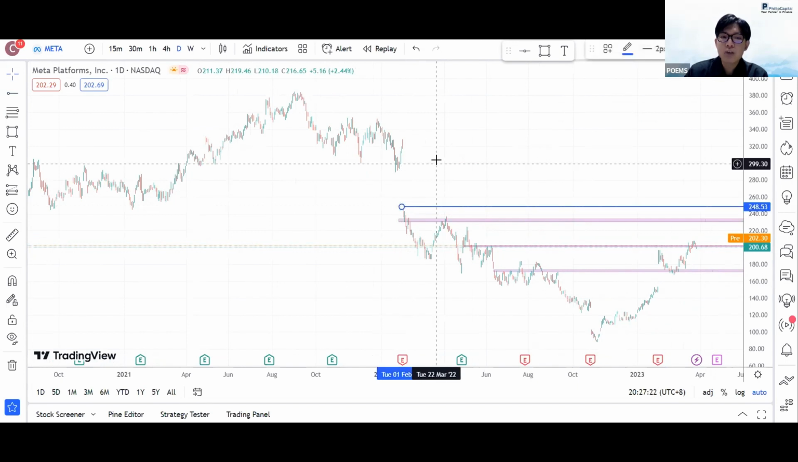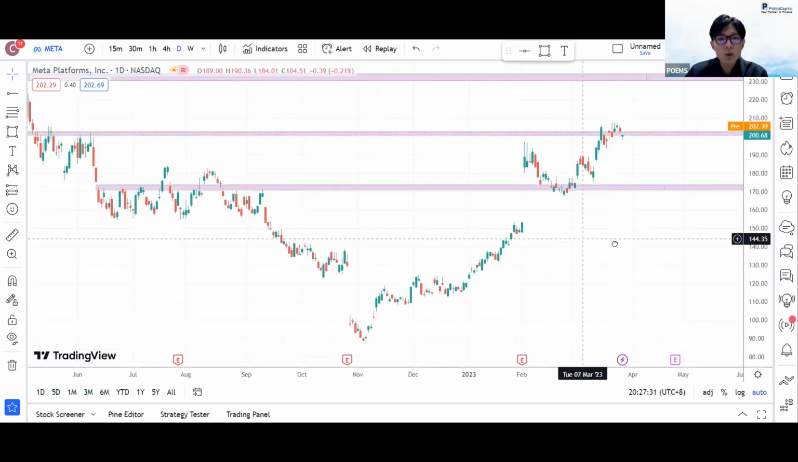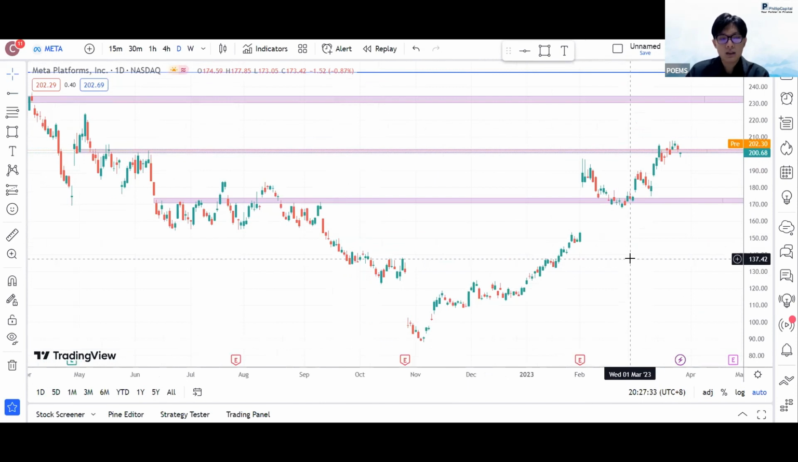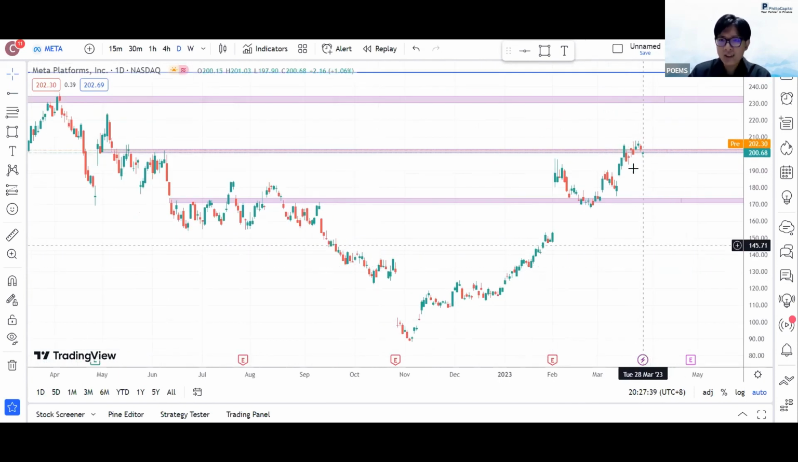Okay, this was a very huge gap down level, from 300 plus to 320 all the way down to 250. But if we are looking at the current context, the current market situation, and how Meta might be running in the near future, generally it's still in a range bound area.